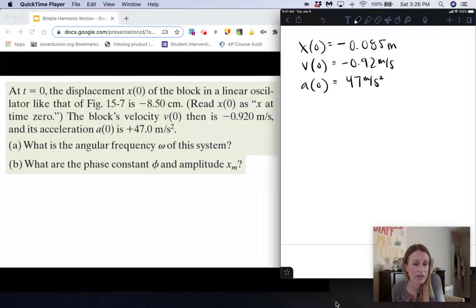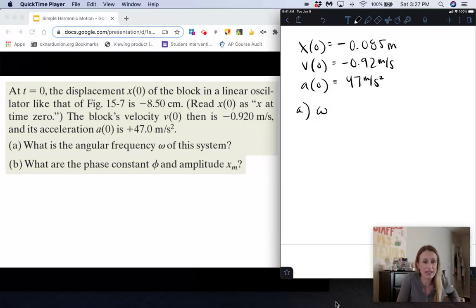A, what is the angular frequency of the system? And B, what are the phase constant and amplitude? So for part A, this problem is a hard problem. The reason is we don't have enough information to really get the angular frequency in an easy way. So we know that it is a block on a spring.